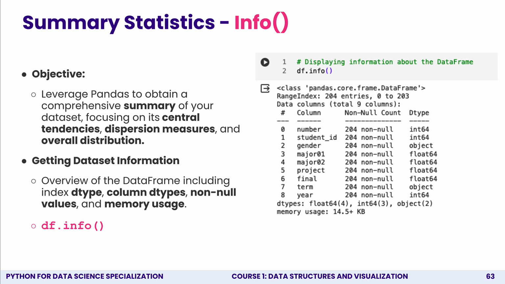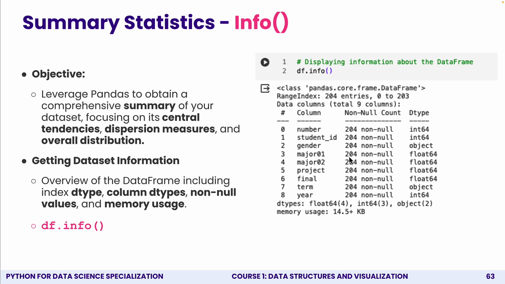So you can actually do this in one command using df.info, and this is going to return all the information about your data. First of all, the number of columns, the name of each column, and how many values you have in each column. And this is important. Look, now I have 204 values in all columns. What does it mean? I don't have missing values in any of the fields.